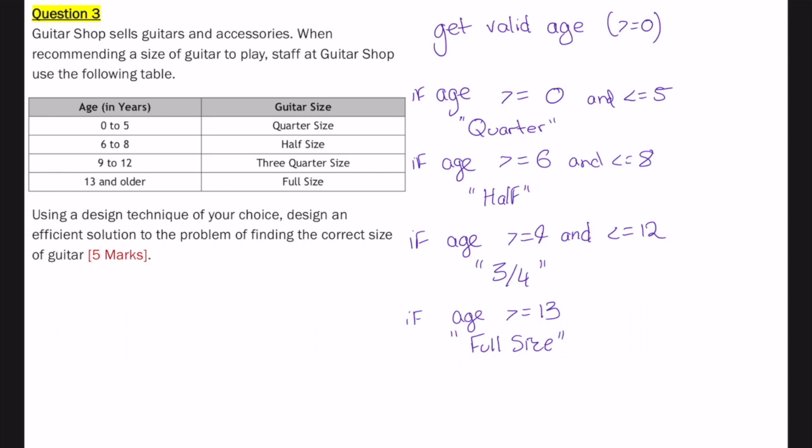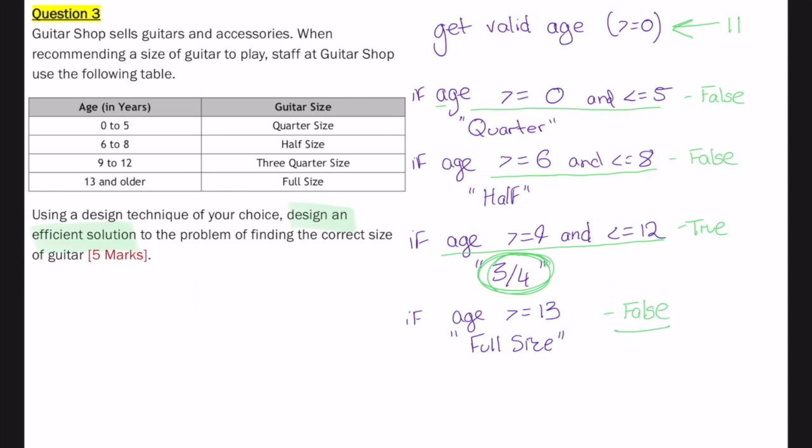So there we have a solution that solves this problem. However, the question explicitly states that we need to design an efficient solution. The solution that I have implemented here is not efficient. I'll give you an example. If we specify the age of the customer is 11, we firstly check to see if age is greater than or equal to 0 and less than or equal to 5, which is false because it is not. We then check to see if age is greater than or equal to 6 and less than or equal to 8, which it is not because it's 11. We check if the age is greater than or equal to 9 and less than or equal to 12, which is true. So we've found out an 11-year-old will get a 3/4 size guitar. We then go on to check to see if the age is greater than or equal to 13, which is false. So whilst I reach my answer here at 3/4, I still keep going down to check the last if statement.